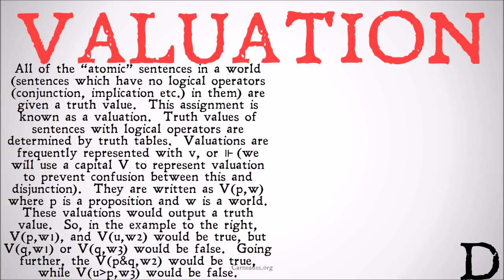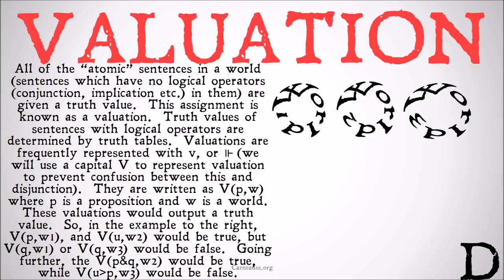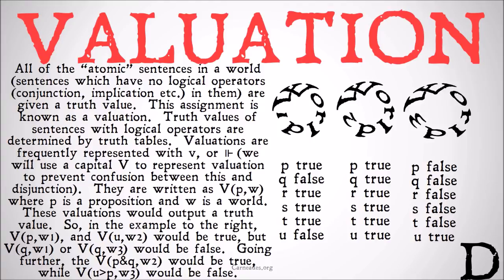Valuations are represented with usually a lowercase v or that symbol there. However, we're going to use a capital V to represent valuation to prevent confusion between this and disjunction. They're written as V(P, W), where P is a proposition and W is a world. These valuations would output a truth value.